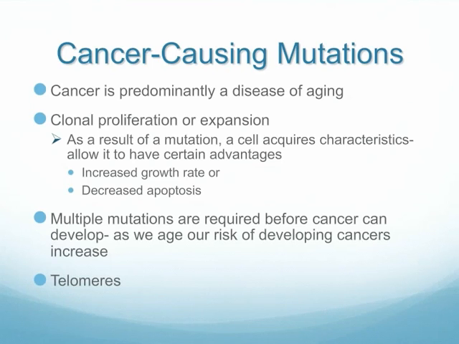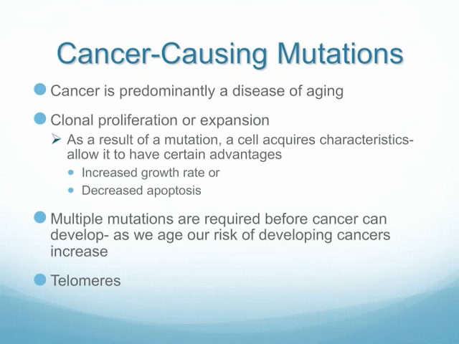Cancer-causing mutations will cause a fairly normal type of tissue to turn into a cancer type of tissue. Some of the things to understand here is that it's predominantly a disease of aging. So we do have some cancers that form in younger people and in fact in children, but the vast majority of cancer is going to affect the elderly population, and that's because we have more time for these mutations to occur. So we can have proliferation or expansion of a mutation which causes the person to have this increased growth rate or decreased apoptosis, which then causes the overdevelopment of this neoplasm, this new growth, or this tumor.